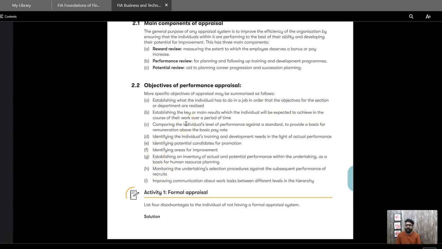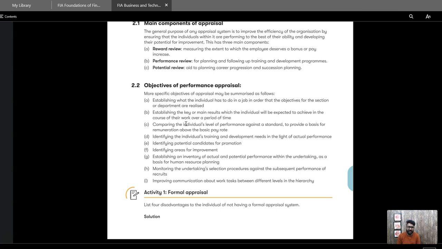So we have to actually see what the things are that a particular person has to do when he or she is appraised for a particular job. Establishing the key or main results which the individual will be expected to achieve in the course of their work or a period of time. Comparing the individual's level of performance against a standard to provide a basis for remuneration about the basic pay rate.